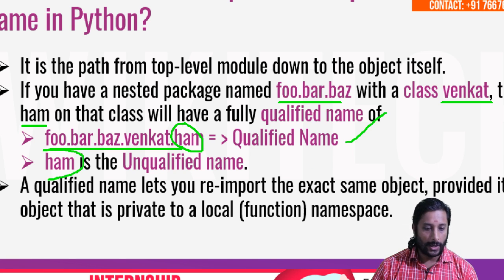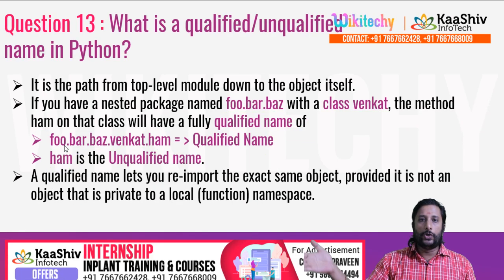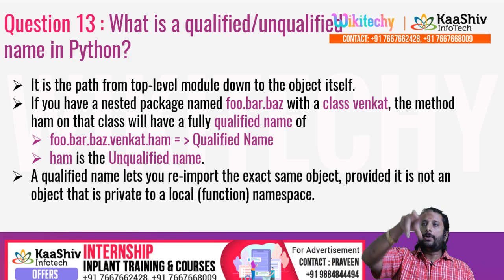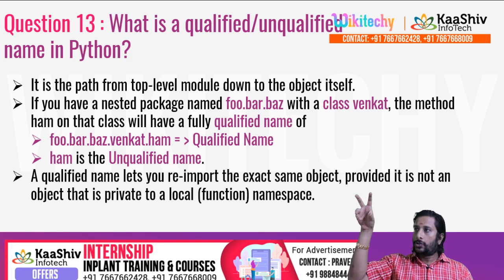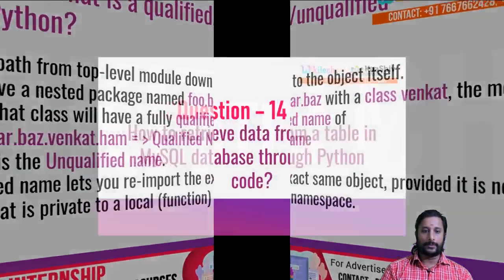Directly if we call ham, then it's called an unqualified name. So a full URL of package name dot class name dot method name is called a qualified name, a full link or full URL, and directly calling an object or method is called an unqualified name in Python.